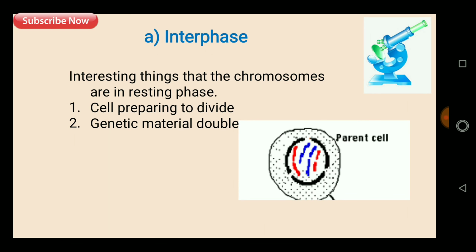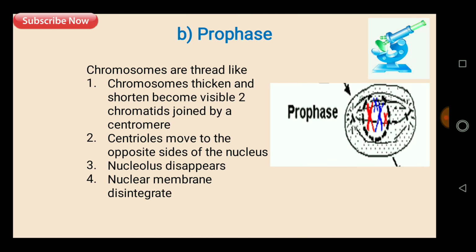In the interphase, as shown in this figure, the chromosomes are preparing to divide and the genetic material is doubled, and they are in the resting phase. Now this is the prophase, where, as I just told you, the chromosomes are thread-like structures which become thickened, shorter, and visible, with chromatids joined by the centromeres. Centrioles move to the opposite sides of the nucleus. The nucleus will disappear and the nuclear membrane also disintegrates. These are the characteristic events of the prophase.